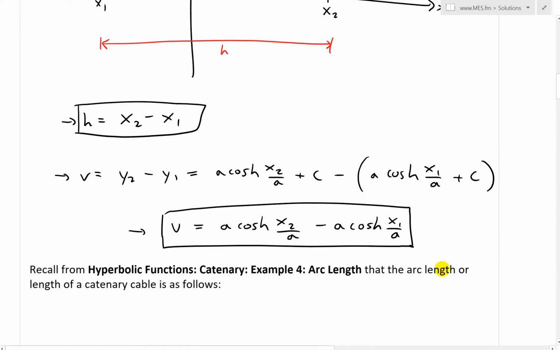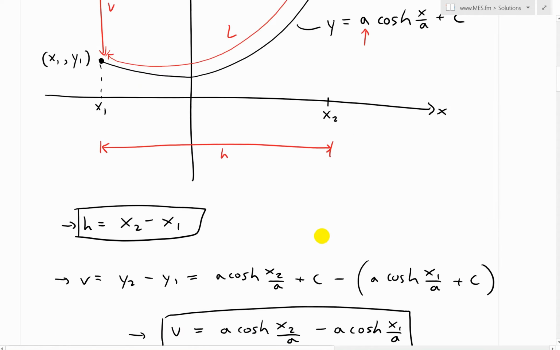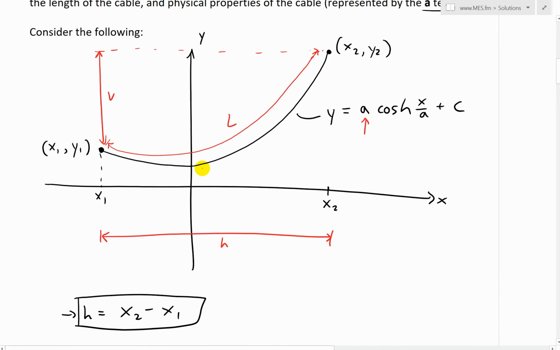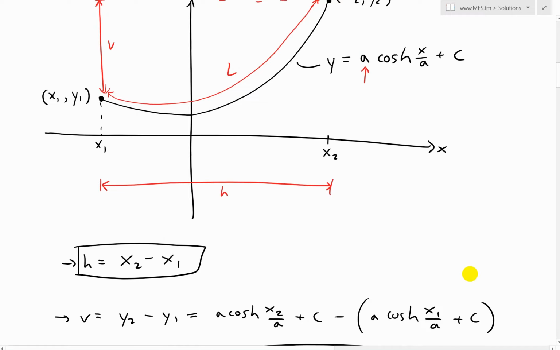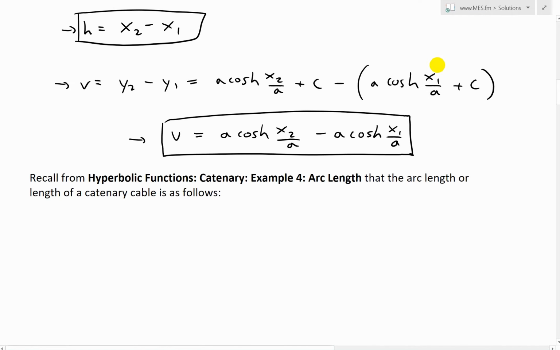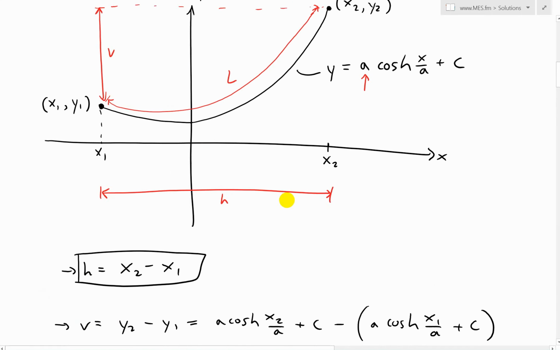So now let's go further. Basically the idea is I'm just going to try to write these out in terms of the catenary formulas, just to see what we can work with. The next thing we're going to do is look at the length L right here. So we wrote v and h, now we just need L.